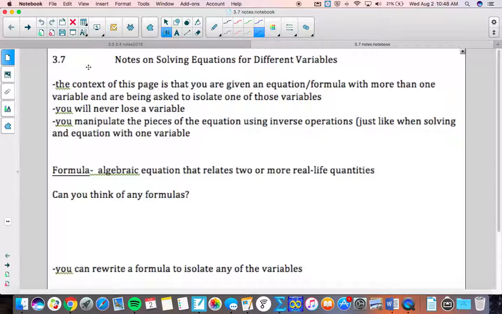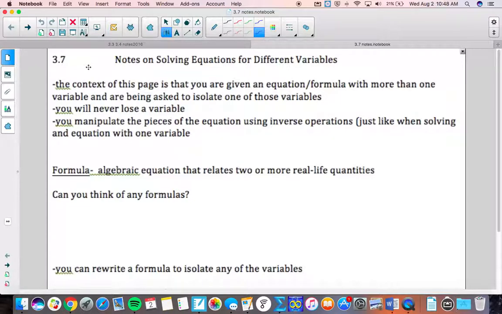So the content of this page is that you are given an equation or formula with more than one variable, and you're being asked to isolate one of those variables. They'll specify which one they want by itself. You'll never lose a variable. So if there's an A, a B, and a C in an equation, your answer will probably have an A, a B, and a C in it. And we're going to manipulate or undo the pieces of the equation using inverse operations, just like we've been doing.